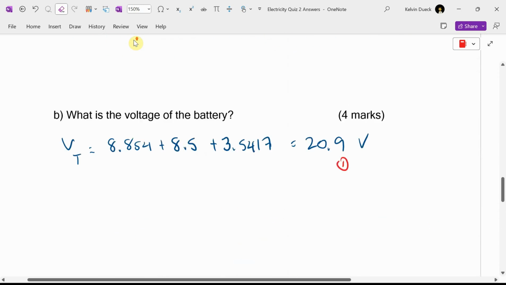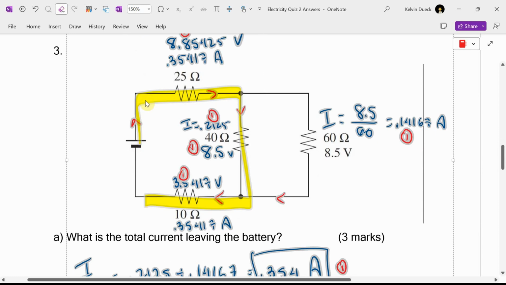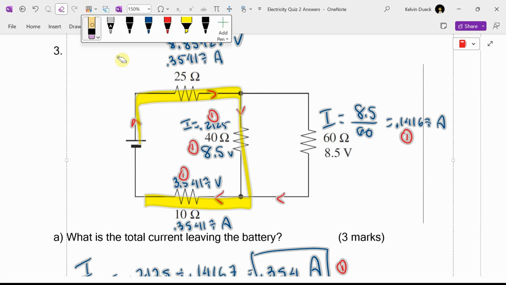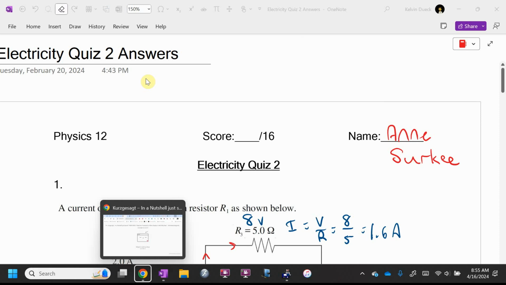This quiz was out of, let's get rid of that. Nope, let's erase that, Mr. Dueck. Out of 16? So if you can give yourself a lovely score out of 16, please, that would be lovely and wonderful.